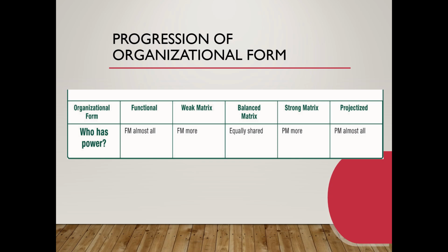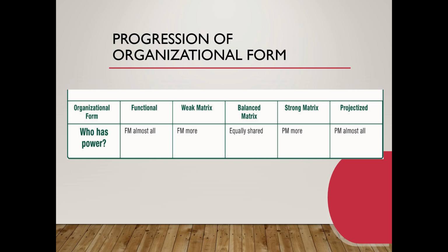Based on the power concentration in matrix organization structure, it is divided into three: strong matrix, weak matrix, and balanced matrix. Strong matrix is where the project manager has more power. Weak matrix is where the functional manager has more power. In both strong matrix and weak matrix, there is only one power source. The other power center, either the project manager or the functional manager, is passive. It's not considered a higher priority.